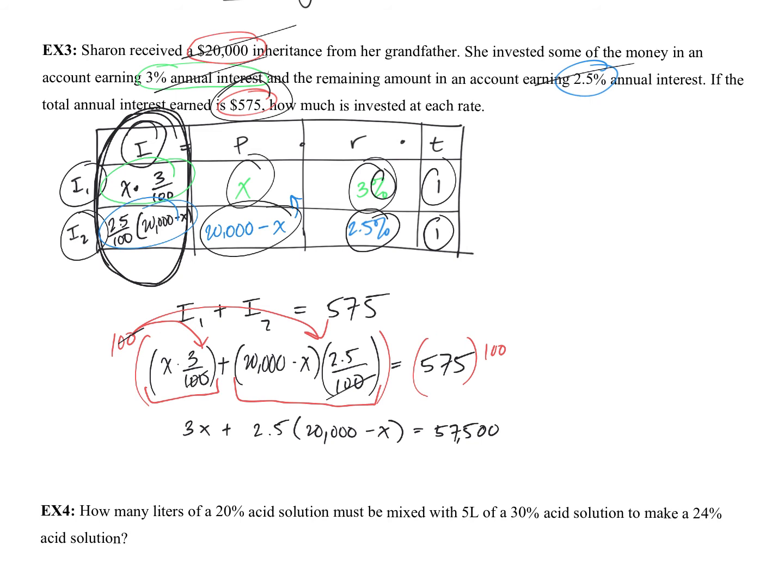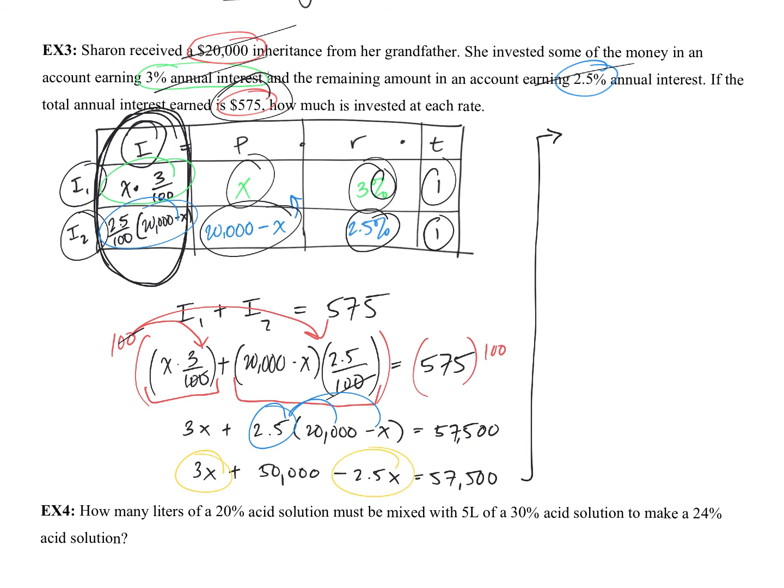Okay, let's keep solving. We're going to get rid of those parentheses there. So multiplying that out, we'll have 3x plus 50,000. We multiply the 2.5 times the 20,000, minus 2.5x equals 575. Okay, let's keep solving. I'm going to move up here. Make sure to use your arrowhead if you're moving directions. Okay, let's combine the x values, so the 3x and the negative 2.5x, which will give me 0.5x plus the 50,000 equals 57,500. We're solving for x.